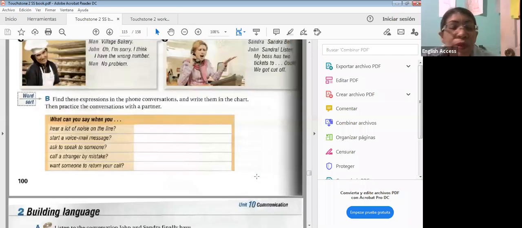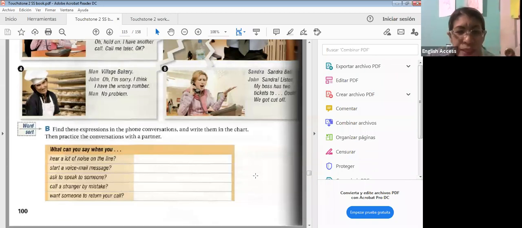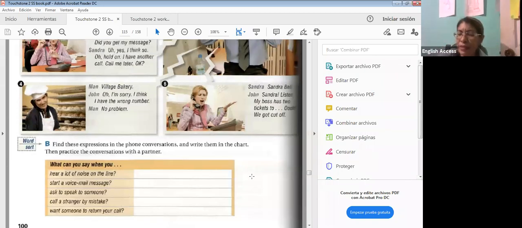Okay, now let's move to exercise B. It says find these expressions in the phone conversations and write them in the chart. Then practice with a partner. What can you say when you hear a lot of noise on the line, start a voicemail message, ask to speak to someone, call a stranger by mistake, and want someone to return your call? So you can read again the conversations, find the expression, and write it down in the correct place. Okay, let's do it, please.